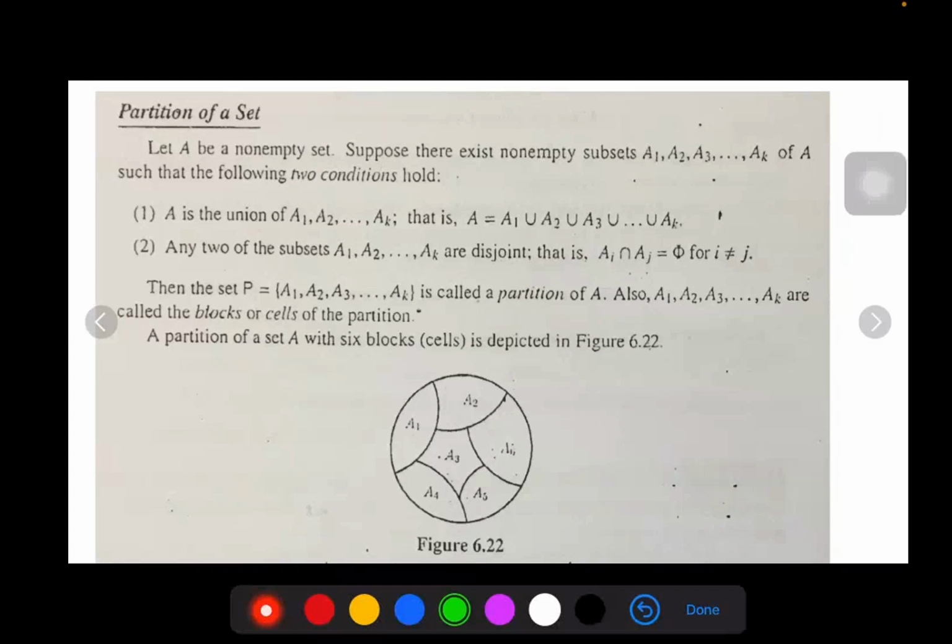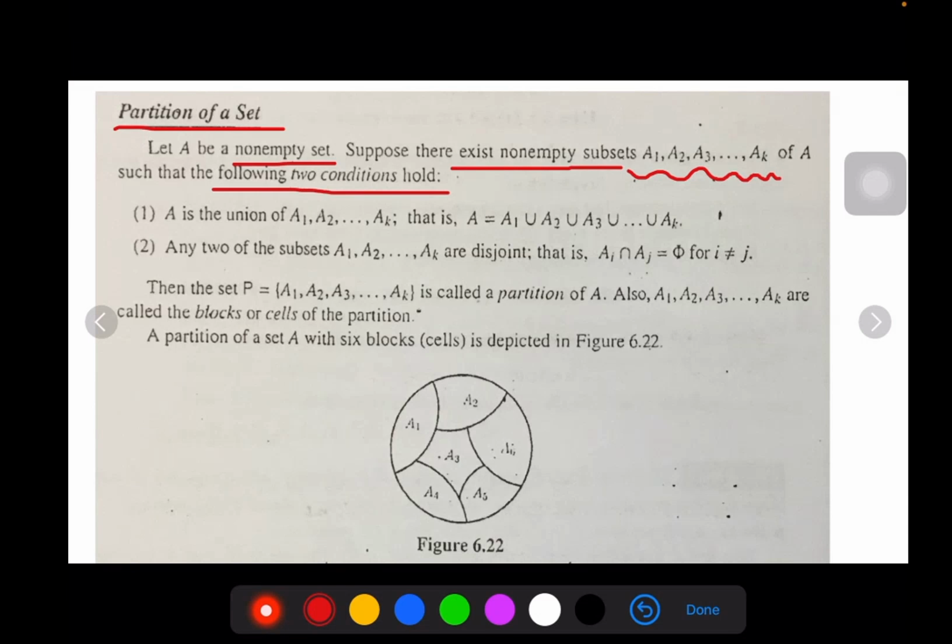Next is partition of a set. So what is meant by partition of a set? Let A be any non-empty set. That means there will be at least one element in that. Suppose there exist non-empty subsets, k in number, A1 to AK of A, such that the following two conditions hold.